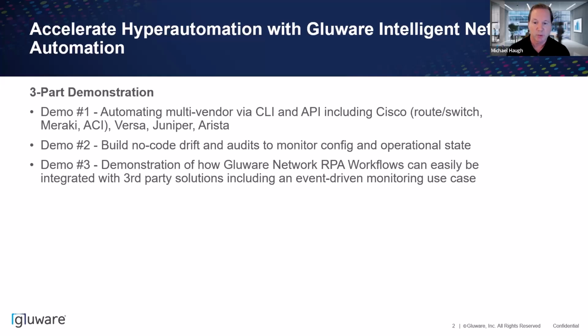In demo number 3, we're going to demonstrate how Gluware Network RPA, which is our process automation, can very easily be integrated with third-party solutions to provide event-driven capabilities. We're going to highlight a monitoring use case where a monitoring product discovers something and then, based on that event, triggers the Gluware workflow, which is then going to perform an automated action.